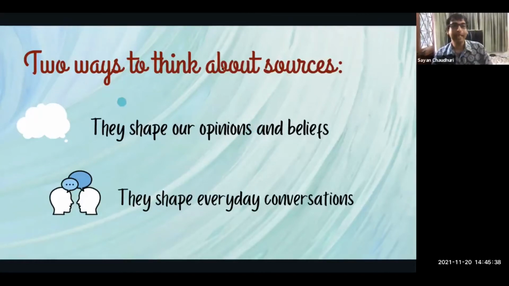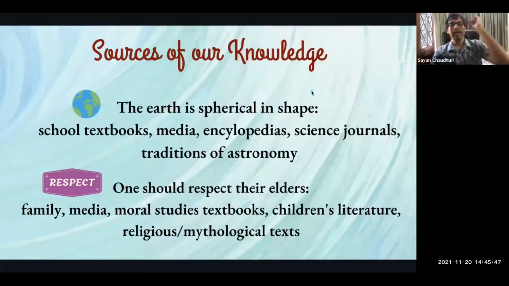Now, the first idea is that sources shape our opinions and beliefs, right? What does that mean? Now, let's think of certain facts or certain conventions, certain values that we hold, which today we hold to be true or generalizably true, or something that most people would perhaps agree on, right? Now, let's think of this statement: the earth is spherical in shape. It's, of course, roughly spherical. But all of you would have heard of it or thought about it. What do you think are the sources? Like, it's general knowledge.